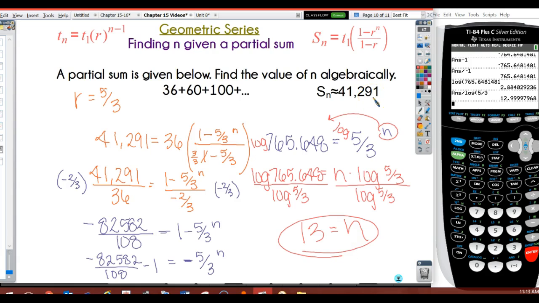One thing you'll want to keep in mind is if you wouldn't have turned this into an exact fraction right away, this number would have been even further from 13, and it may have not been clear what n is.